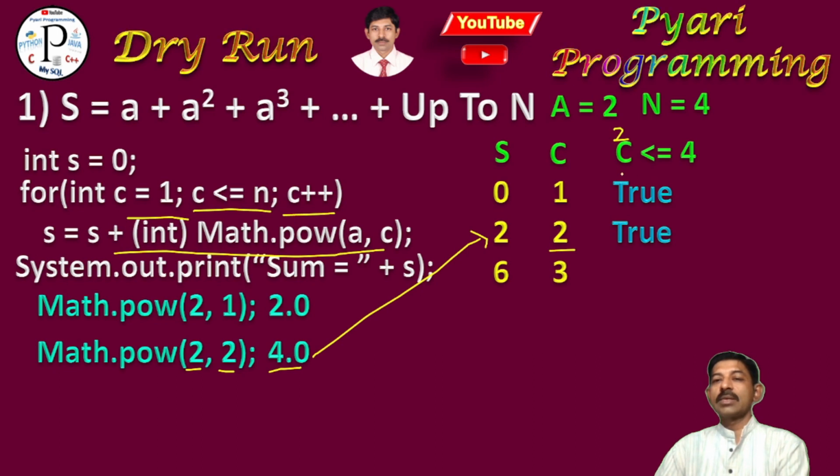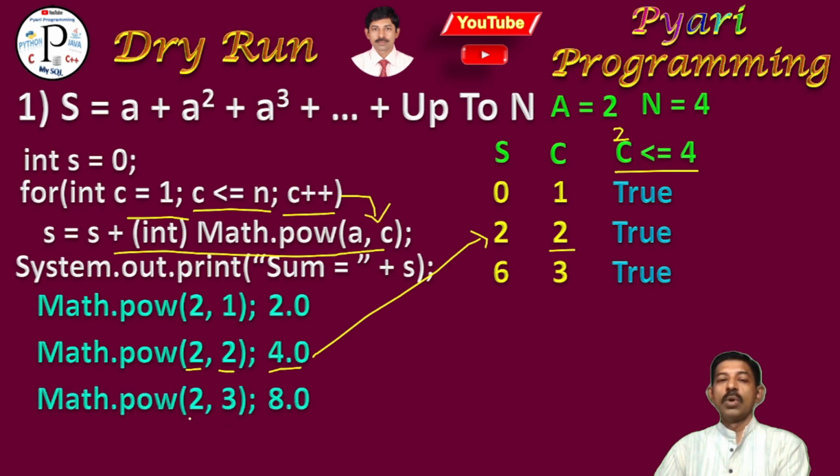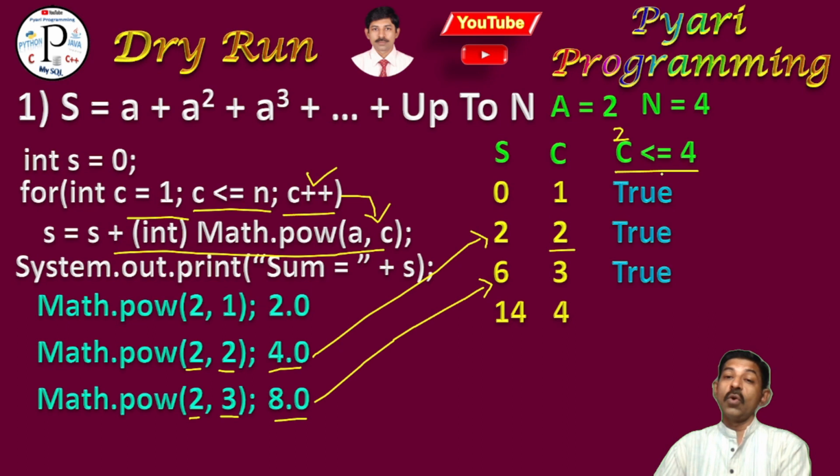Now 3 is less than or equal to 4. True. When it is true, I will get inside to calculate this one. What is A value? A value is 2. What is C value? C value is 3. 2 to the power 3 is 8.0. 8.0 is going to be added with the previous sum. 8 plus 6, that is 14. After this, I will update C++. C will become 4. 4 is less than or equal to 4. True. Because of this equals to symbol.